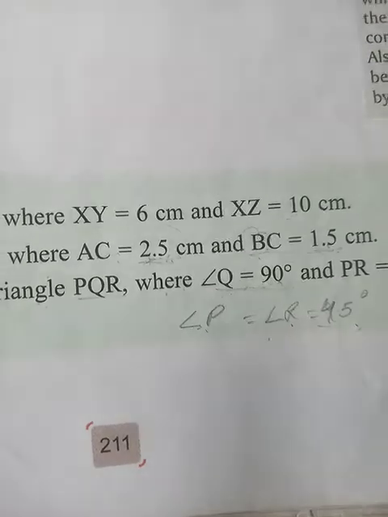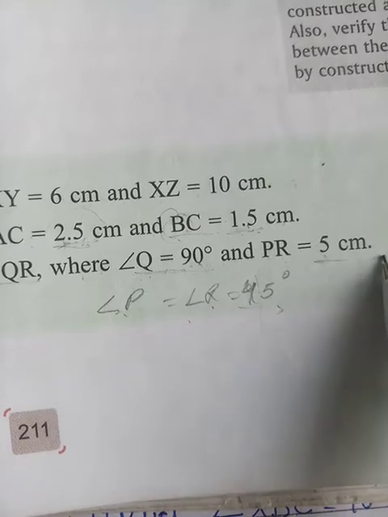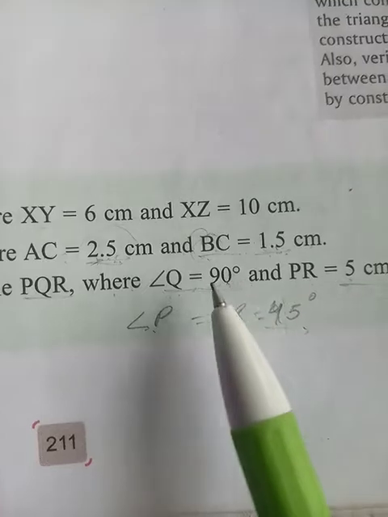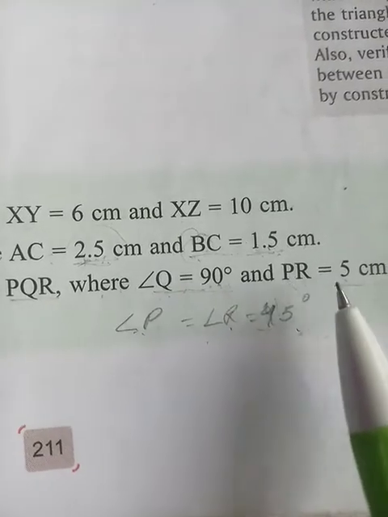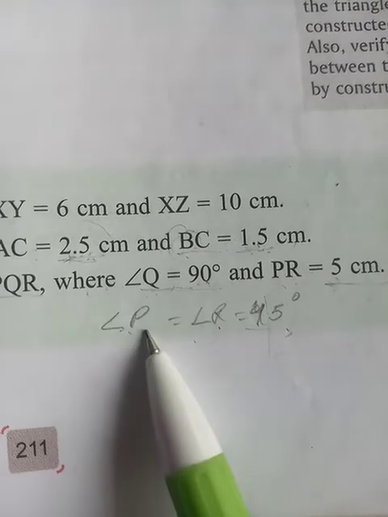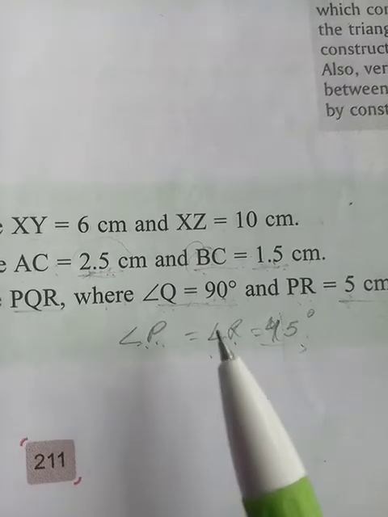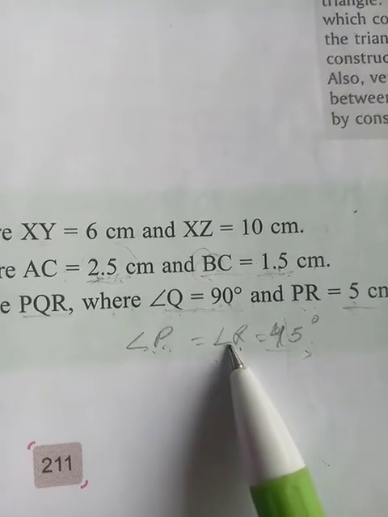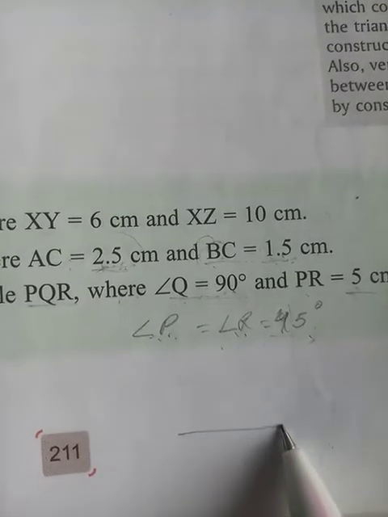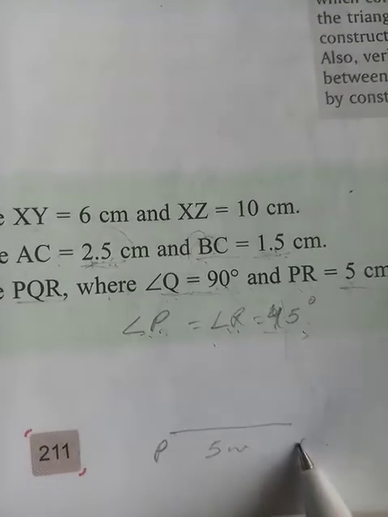Okay, clear? So first of all we will take PR, which is the hypotenuse, but we will use it as a base because no other line segment is given to us. On this baseline we will first construct the angles of 45 degree and 45 degree. On point P there should be a 45 degree angle, and on point R there should also be a 45 degree angle. Suppose I have drawn 5 centimeter here. This is P, this is R.